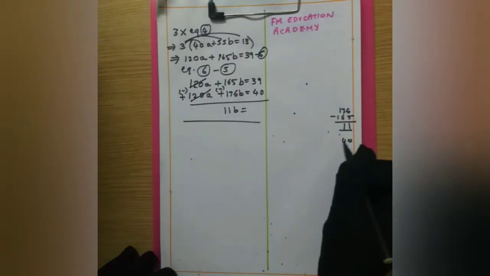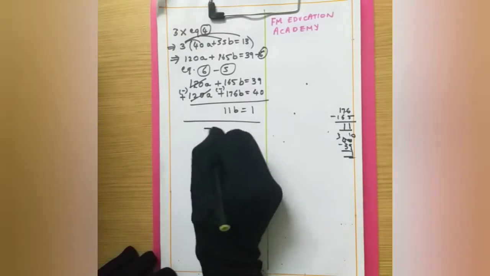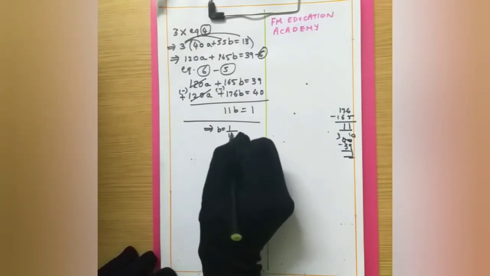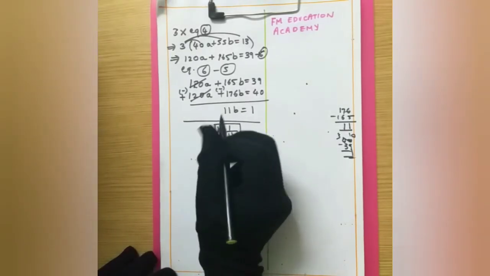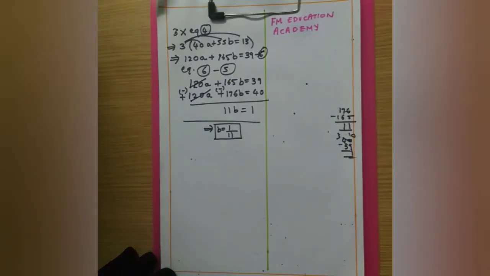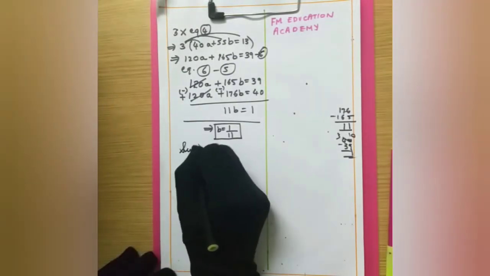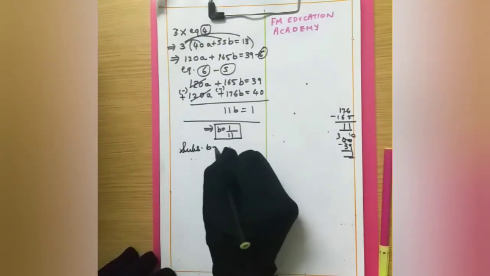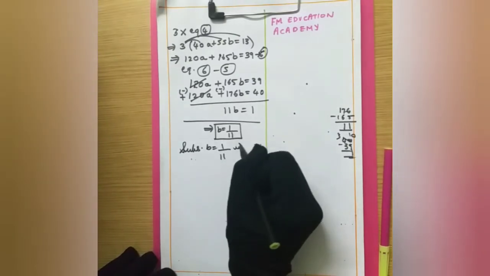What is 40 minus 39? I know 40 minus 39 is 1. Okay. So 11b is equal to 1, or b is equal to 1 by 11, I got. How to get the value of a? Substitute this b in any one equation to find out a. Either substitute in first equation or second equation or third equation. I am substituting b in third equation. It is your wish. b is equal to 1 by 11 in equation 3.